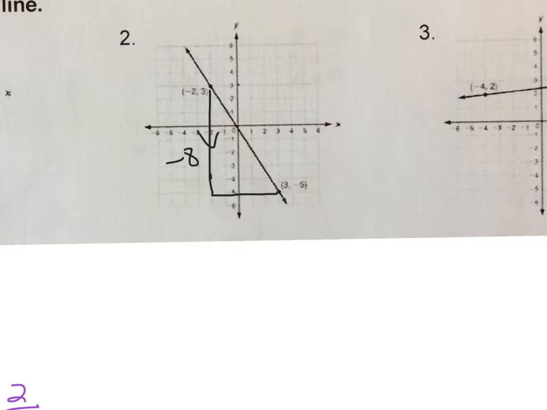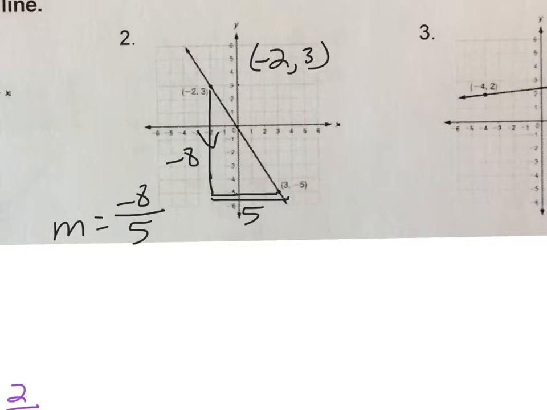And then I went to the right. You can count it: 1, 2, 3, 4, 5. So I went to the right 5 units. So my rise in this case is down 8, and my run is 5. If you take those two coordinate points, the first is negative 2, comma 3, and the other coordinate point is 3, comma, negative 5.